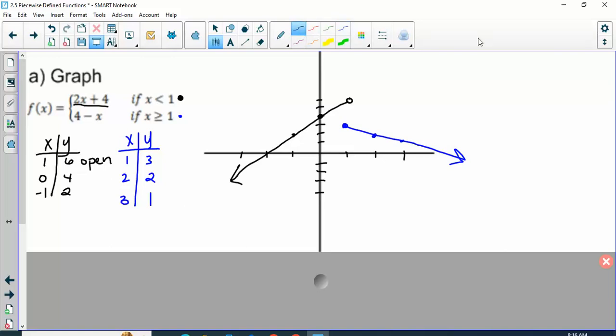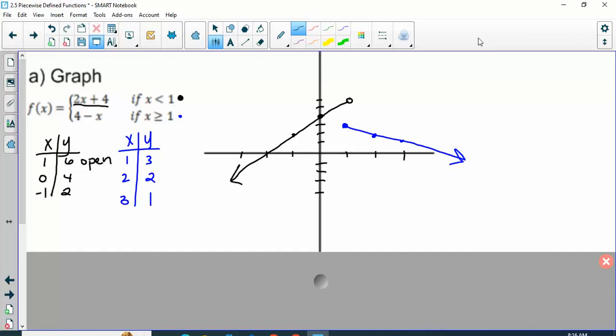When you get to the end, this should always be a function. Okay? It should pass a vertical line test. If it does not, then you have made a mistake somewhere along the way. Probably.